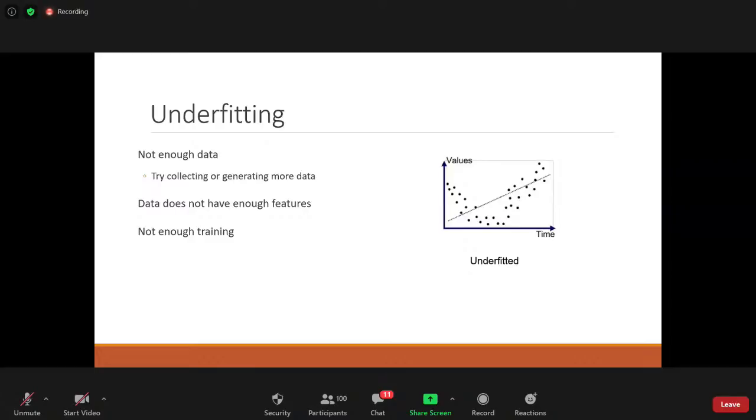This can happen due to not enough data, and you can try to collect more data or generate more useful data to combat this. It can also happen because the data doesn't have enough features, meaning different aspects or dimensions to the data. It can also happen if you don't train enough, meaning you don't run it for a long enough time or don't iterate enough times to reduce that error and get an accurate function.